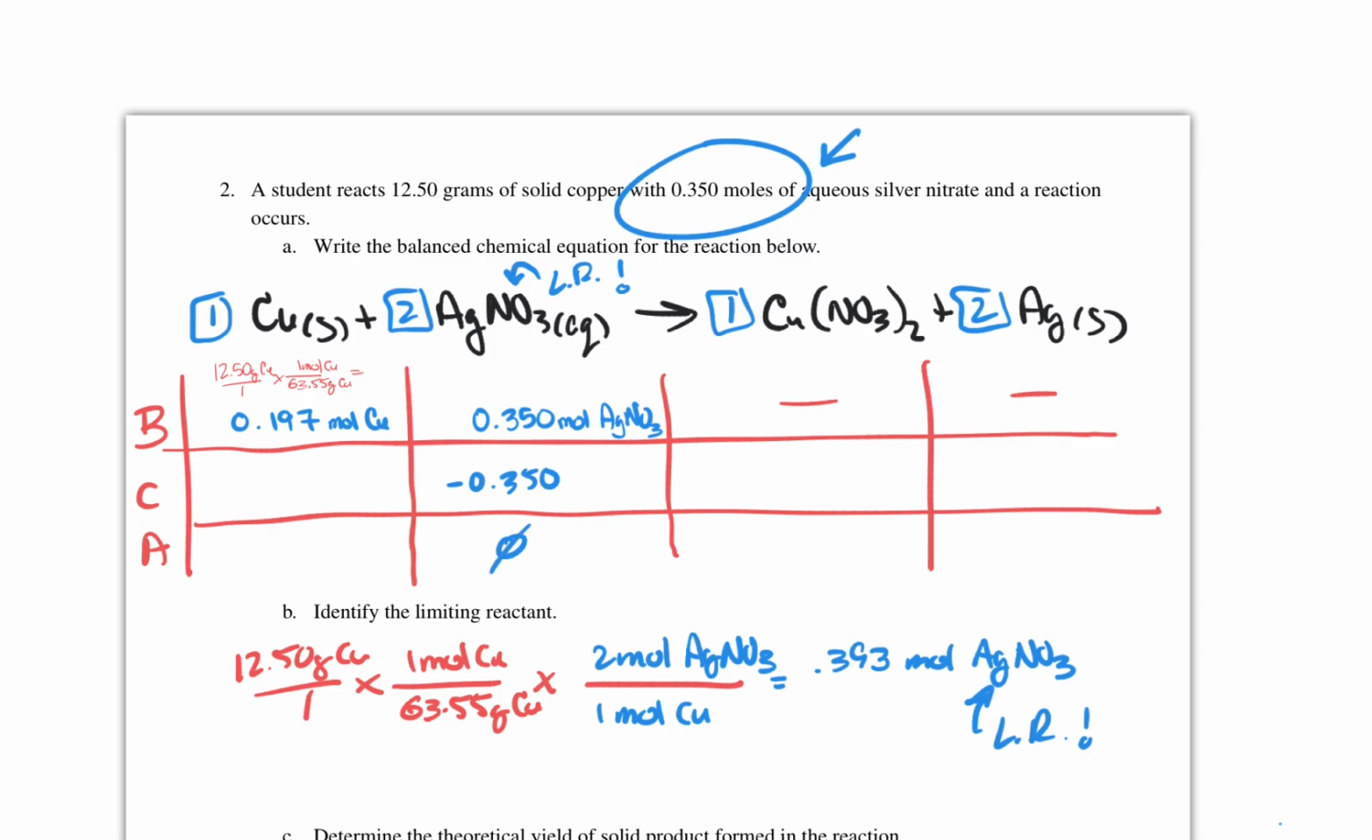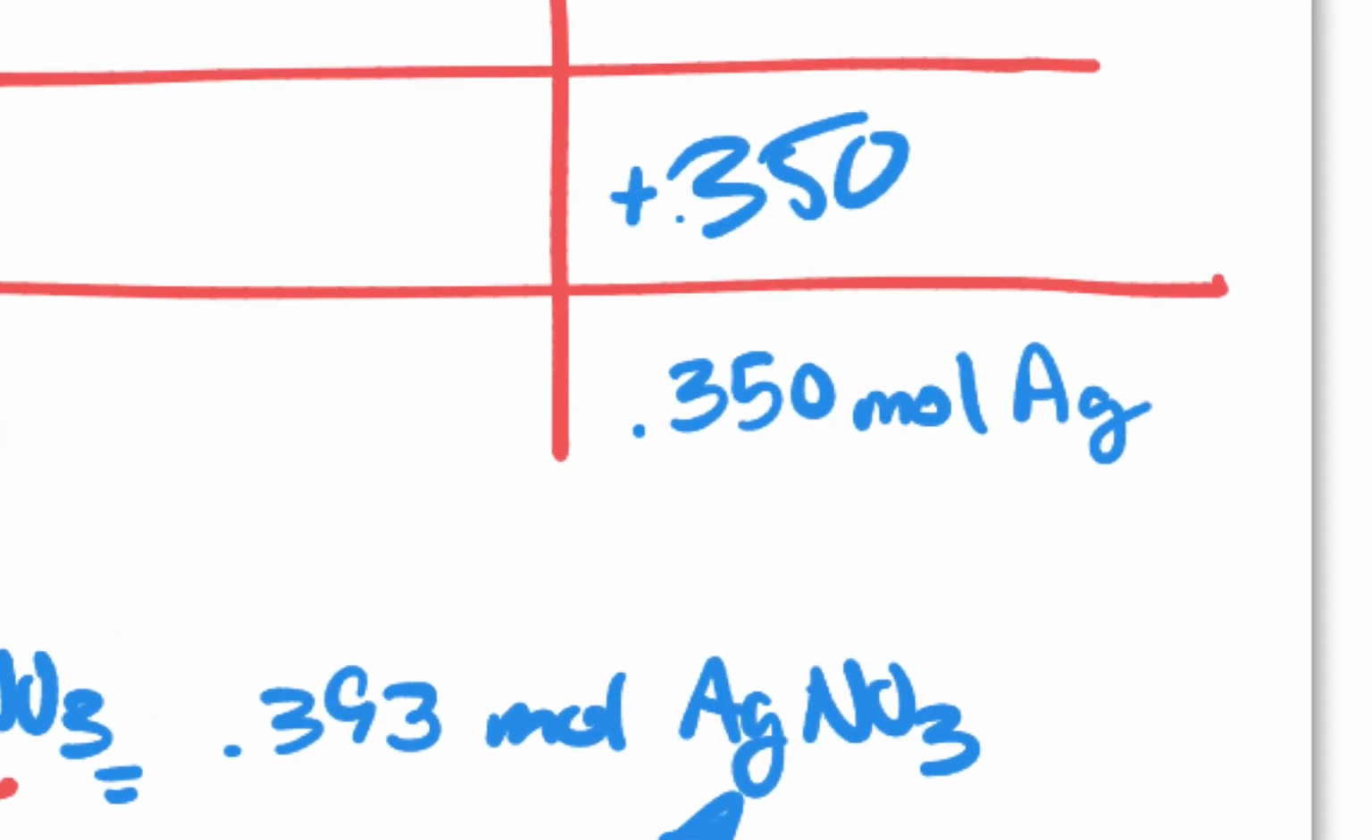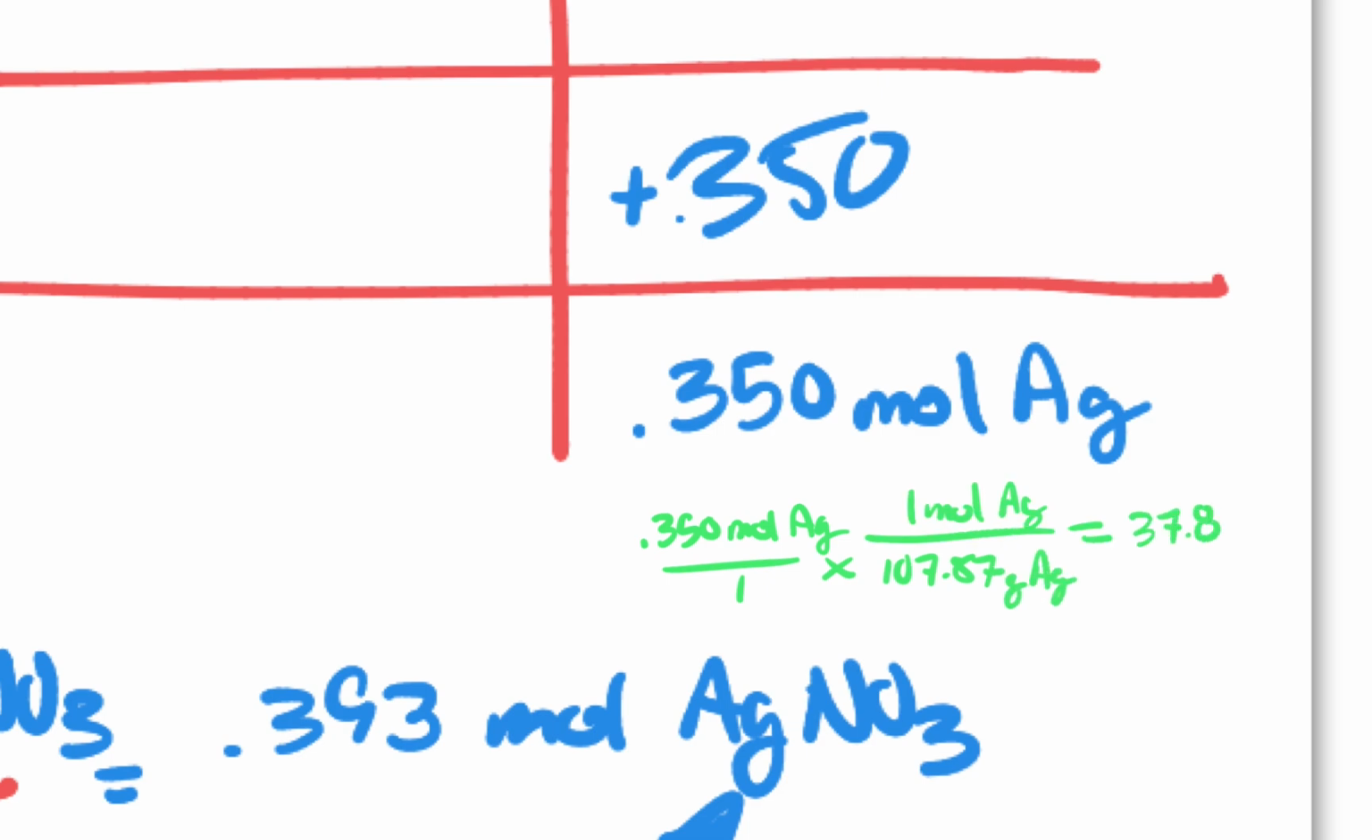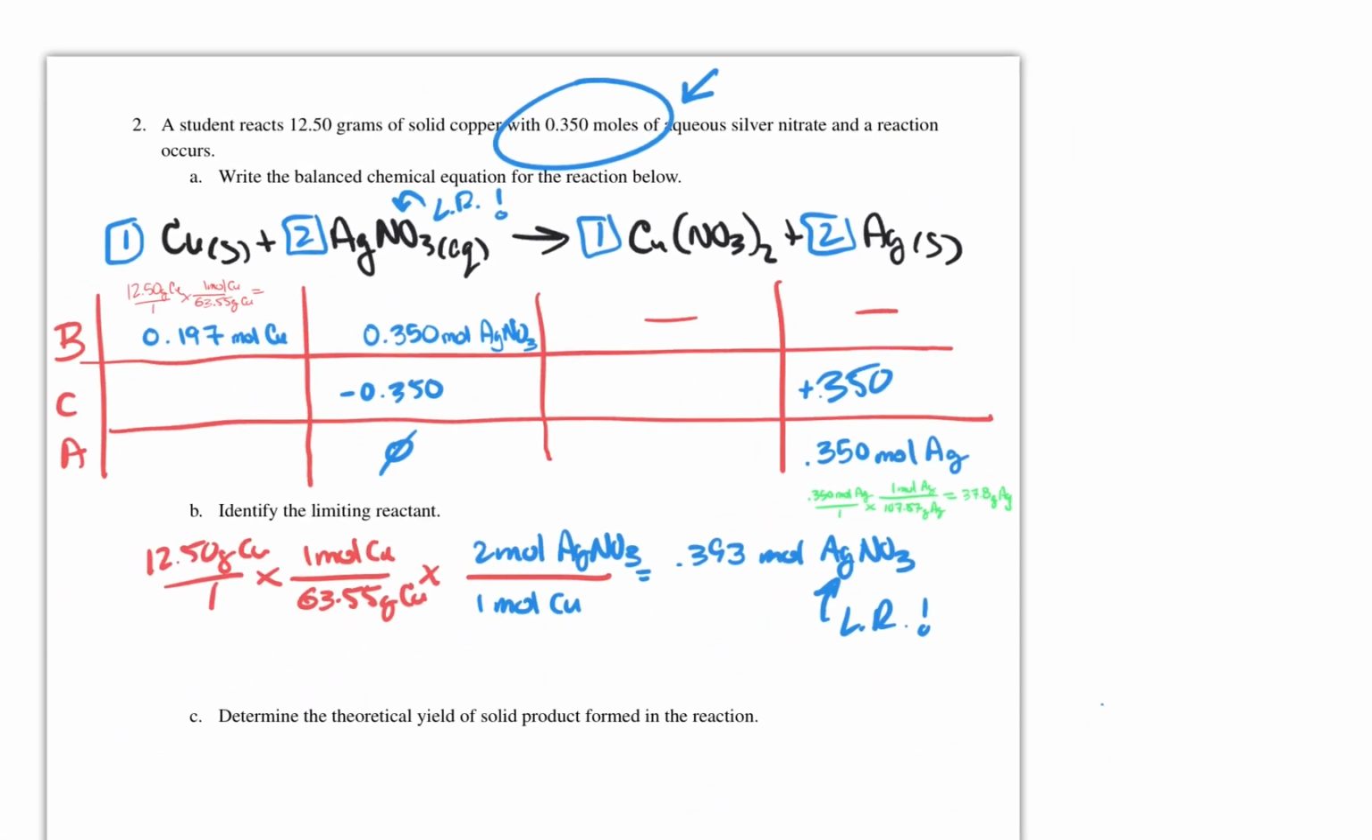We also know that the theoretical yield of our solid product, which in this case is silver metal, will be determined by the mole ratio between our limiting reactant and our product. Since that's a 2-to-2 ratio, that means we're going to use 0.350 mole of silver nitrate in the reaction, and we're going to produce 0.350 mole of silver as a product. I can quickly use the molar mass of silver of 107.87 to find that that means we're going to form 37.8 grams of silver.